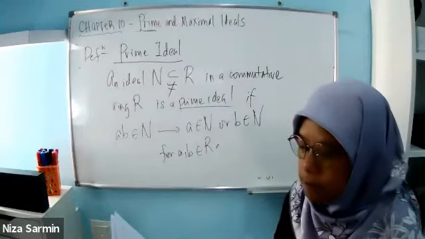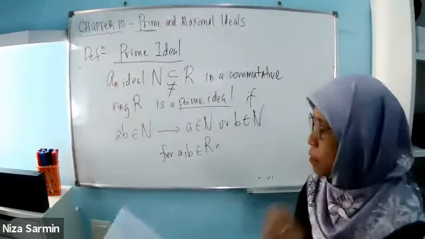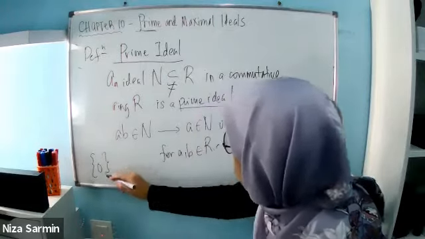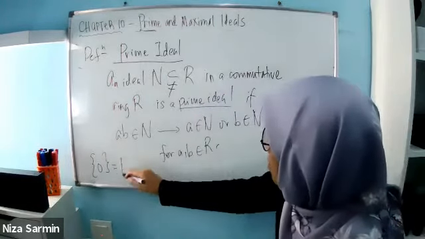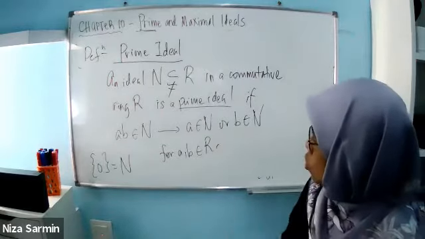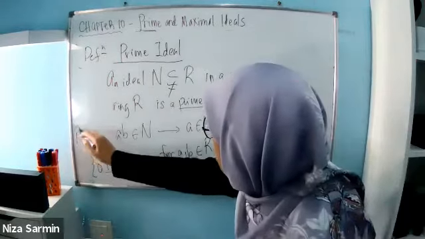And if you see this, it's not equal to the whole R. Suppose your R is Z.